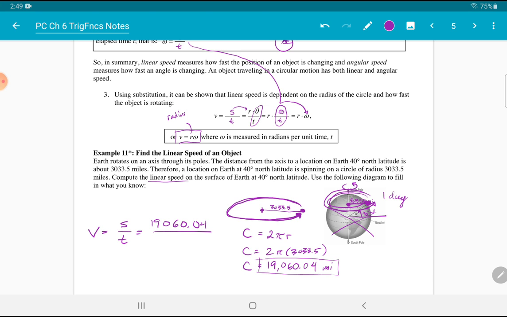And then we think, okay, well, how long does that take? Well, it takes one full day to go around the Earth, and so therefore that's going to be the same as 24 hours. And the reason why I want to write it in hours is just so that I can have a unit of measurement in terms of miles per hour.